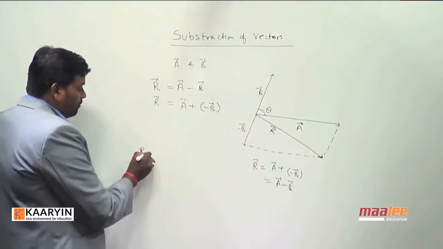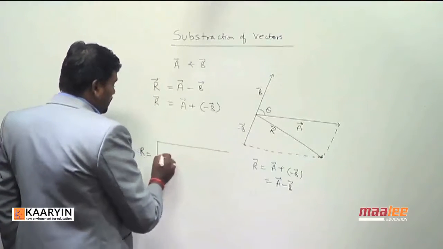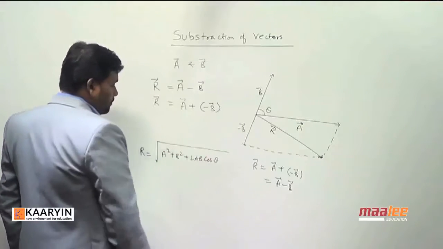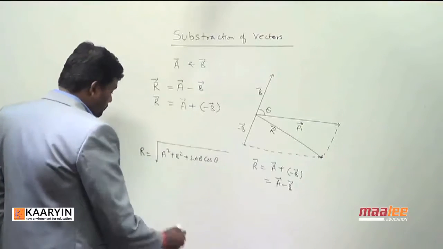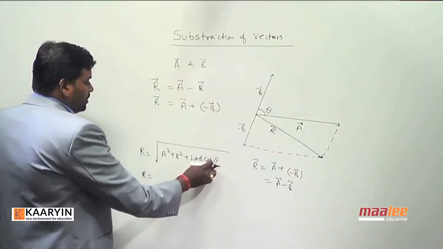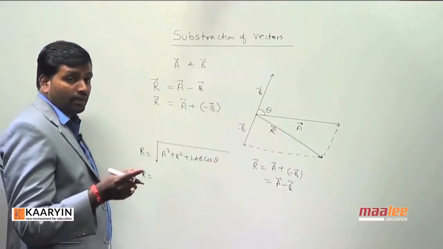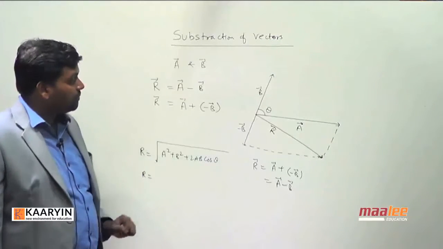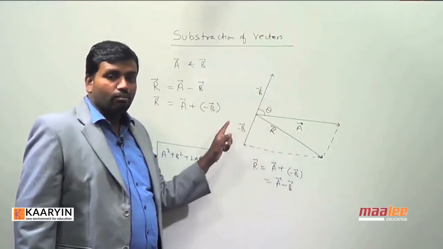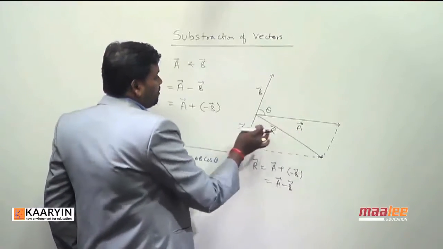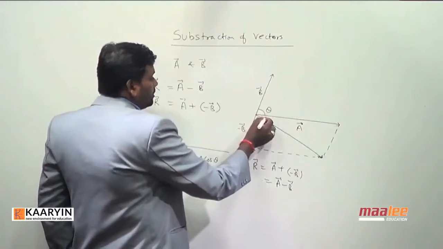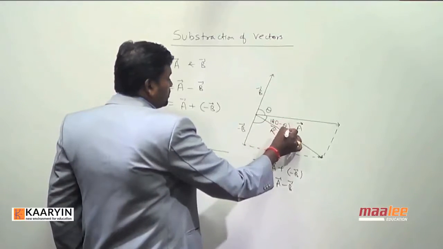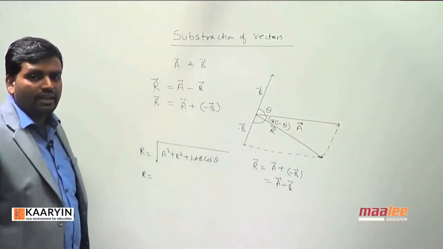So, what is the formula for addition? The formula for addition you have seen: A square plus B square plus 2AB cos theta. What is theta in that formula? Theta was the angle between the vectors which you are adding. What is theta here? The angle between the vectors which you are adding. So, here you are adding which vectors? A and minus B. What is the angle between A and minus B? The angle between A and B is theta, so the angle between A and minus B is 180 minus theta.